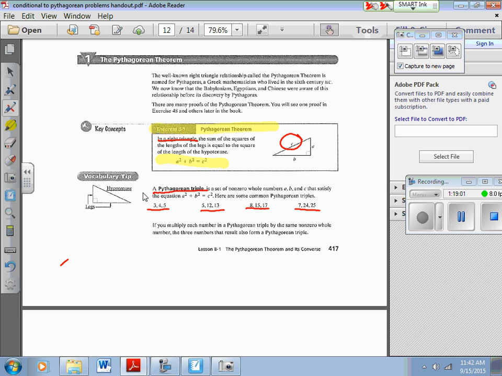So what number is the biggest out of 3, 4, and 5? 5. Okay, I'm worried some of you guys didn't respond. So I'm like, wow, some people don't know what's bigger, 3, 4, or 5? Or maybe that was just a delay in thought. Okay. What number is bigger, 5, 12, or 13? 13, okay. 8, 15, and 17? Okay. 7, 24, 25.